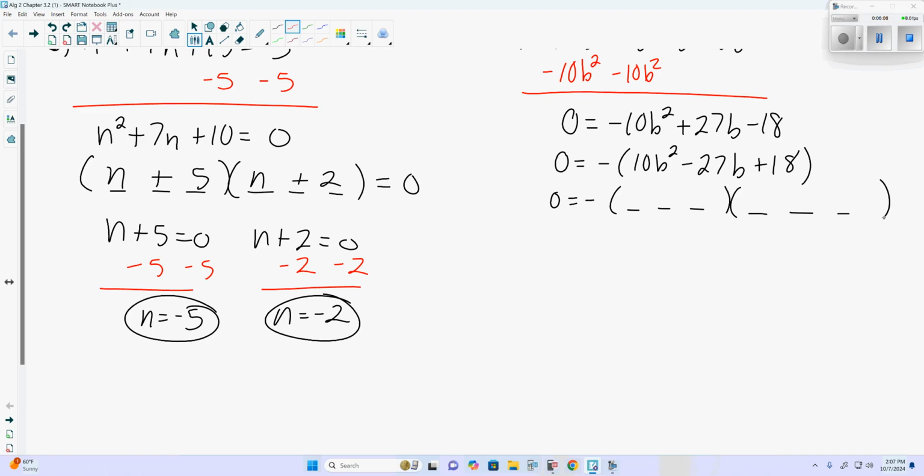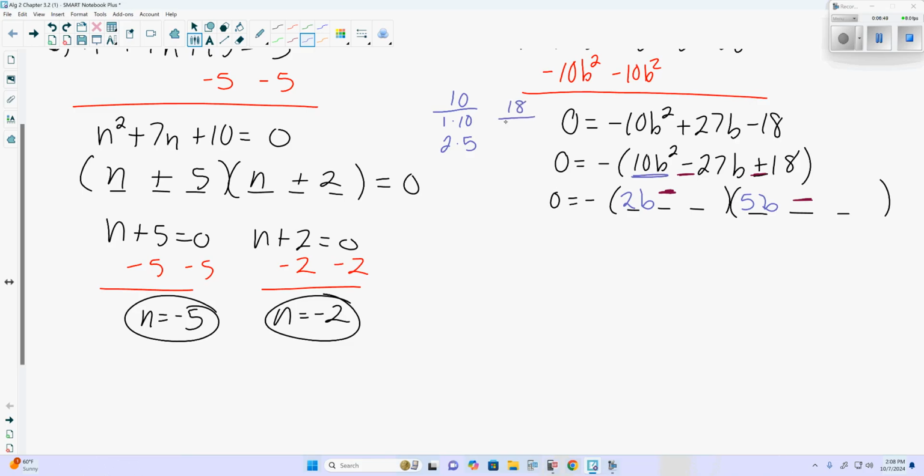Now we move on to our two sets of parentheses with three spaces. If the third term is positive, the signs are the same and match the sign of the middle term. If the third term is negative, the signs are opposite. Well, here the third term is positive, so the signs are the same and match the sign of the middle term. Negative and negative. Now we need to find the factors of the first and third term. Well, 10b squared, we would have b and b. Factors of 10 are 1 and 10 or 2 and 5. We can start with 2 and 5. We go on and just plug those in.